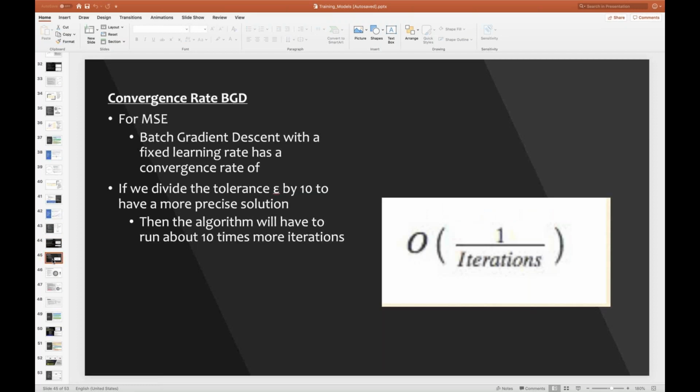Okay. After this, I explained to you about the convergence rate. Convergence rate again talks about MSE, mean square error, and how fast it is reaching the bottom of the valley. If it is reaching fast, is it converging too much? If it is reaching slow, is it converging very little? That kind of thing is very, very important. And always remember in the convergence rate, if we divide the tolerance by 10 to have a more precise solution, then the algorithm will have to run about 10 times more iterations. Okay, this is the simple logic within it.